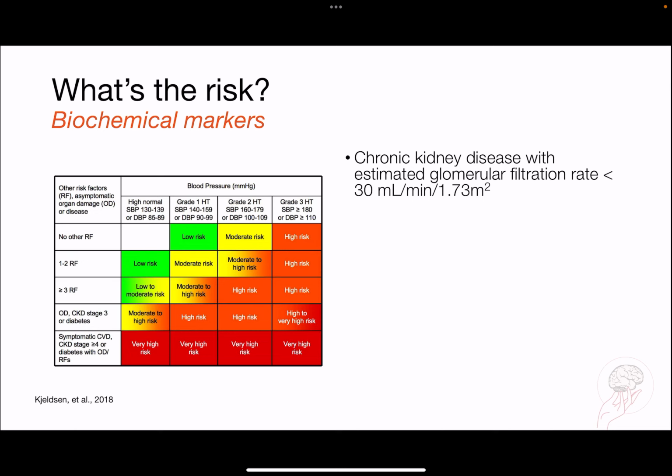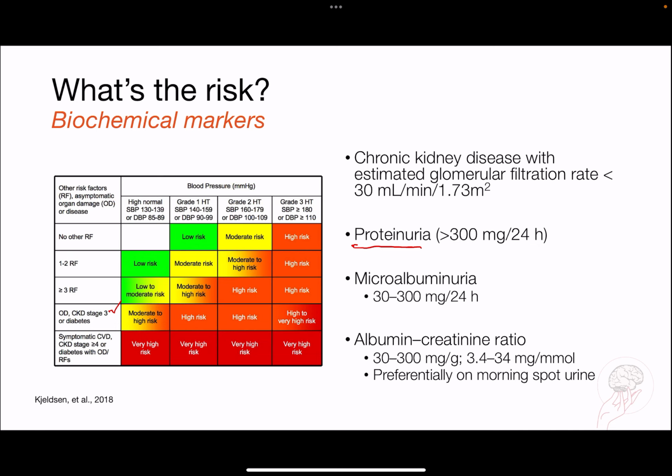So chronic kidney disease is also something that's going to increase risk of death in conjunction with high blood pressure. If we're seeing protein in the urine, microalbumin in the urine, or if the albumin to creatinine ratio is between 30 and 300, and this would be on a spot urine test.